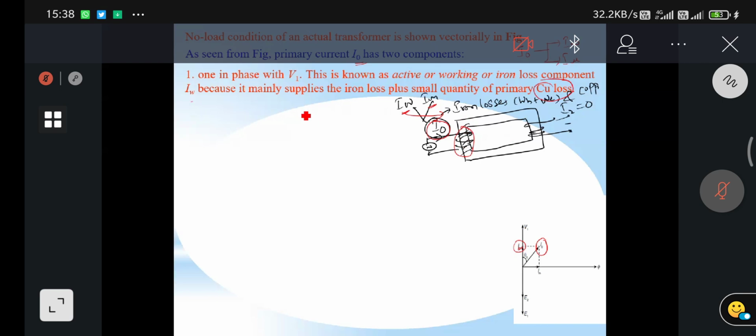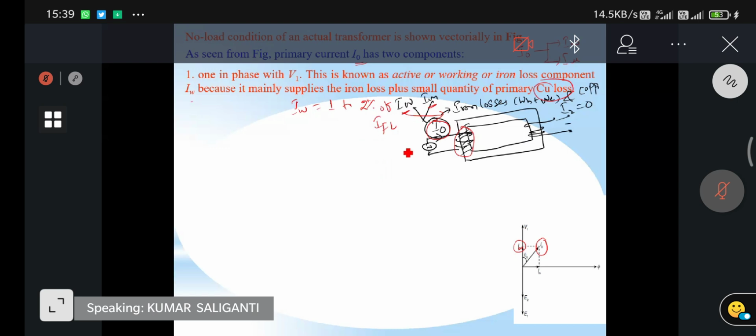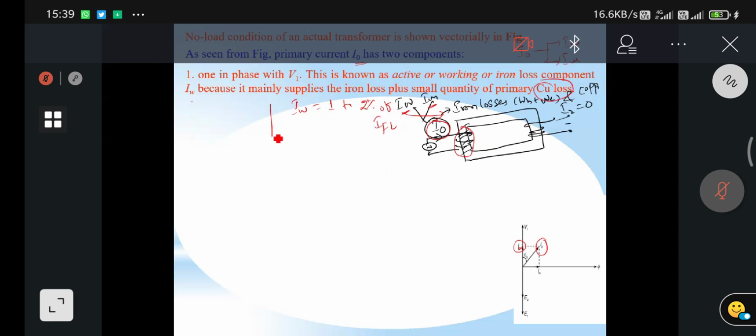This IW is 1 to 2% of the full load current. It is always in phase with the applied voltage, so it is called the active or working component. This is resistive in nature. This is the working component, R naught.